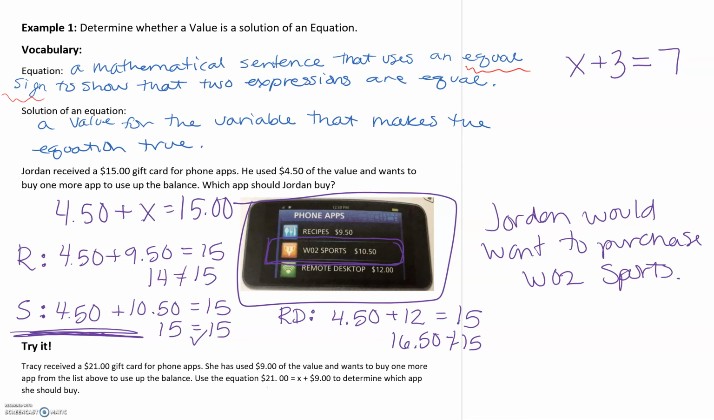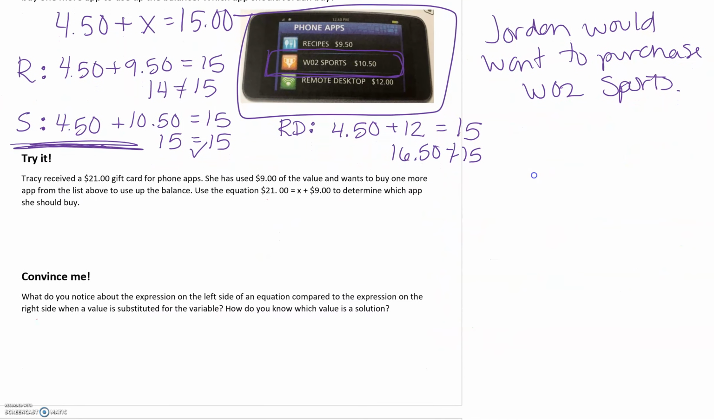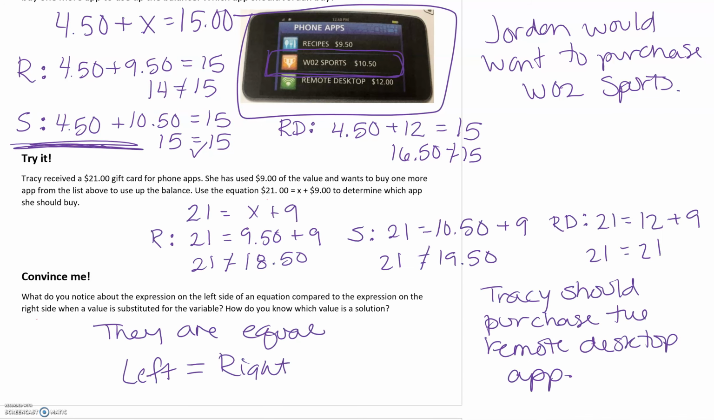All right, go ahead guys and try the next one, the try it and the convince me, and see how you do. So go ahead, pause the video so that you can work on it, and then in a moment you'll see the answer appear. Alright, so here's your try it. Notice how I am still showing my work for each one of these and checking it to see if it is a solution. So I have 21 for my recipe app.